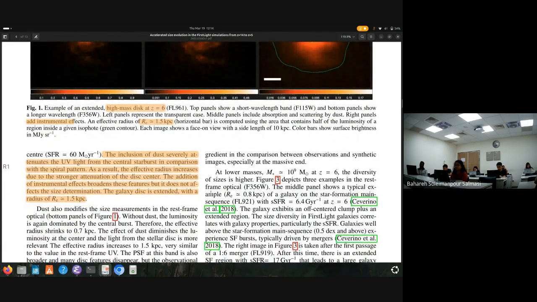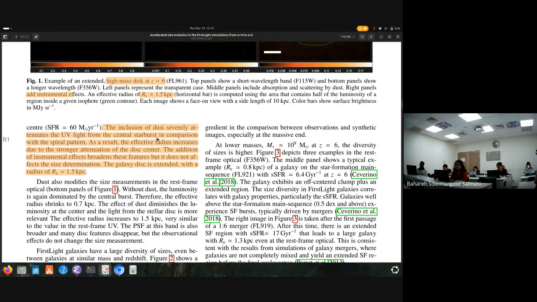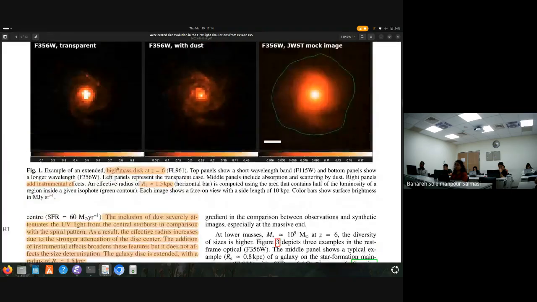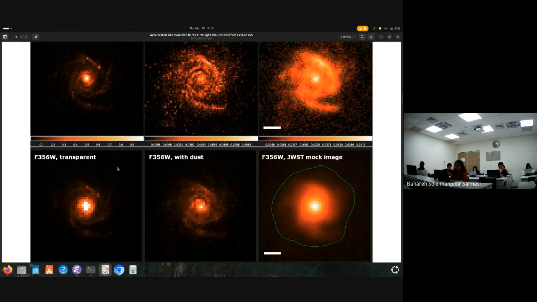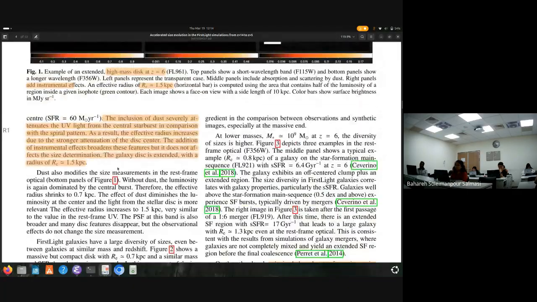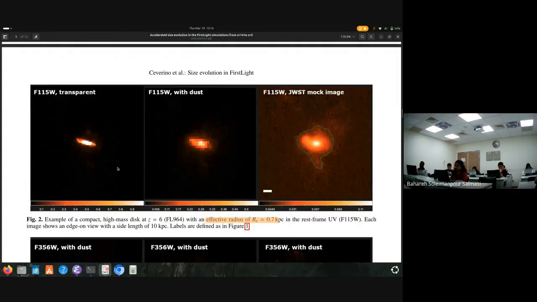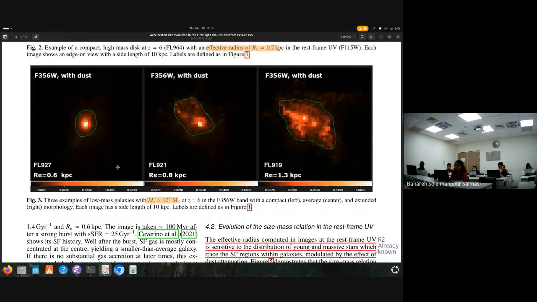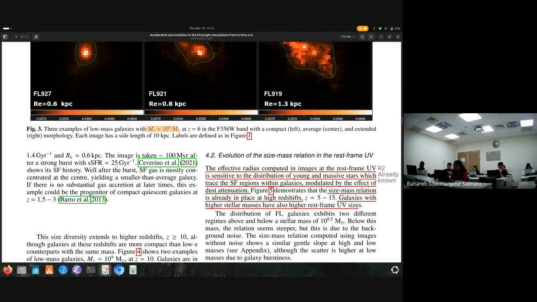That's what they are concluding in their first result, that the inclusion of dust severely attenuates the UV light of the central starburst in comparison with the spiral pattern. So therefore, the effective radius increases. However, they also mentioned that the instrumental effect broadens these features but does not affect the size determination. So that's what we see here in the images as well. They have put some more images. This was a face on galaxy, and this was some edge on galaxies, and some compact galaxy examples.